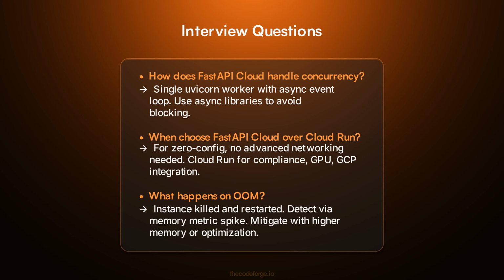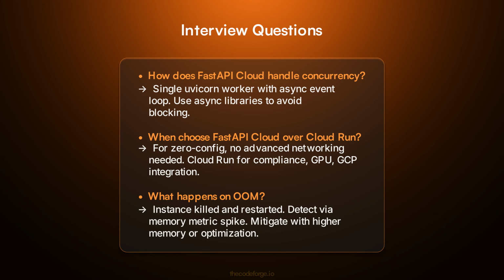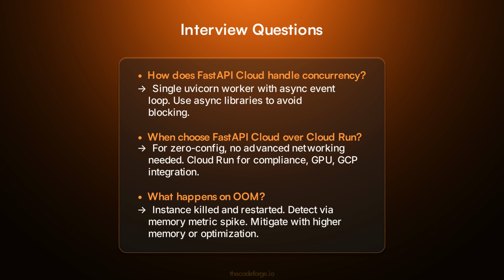Let's run through some common interview questions. How does FastAPI Cloud handle concurrency? Single Uvicorn worker with an async event loop. Use async libraries to avoid blocking. When to choose FastAPI Cloud over Cloud Run? For zero config and no advanced networking needed. Cloud Run for compliance, GPU, GCP integration. What happens on OOM? Instance killed and restarted. Detect via memory metric spike. Mitigate with higher memory or optimization.